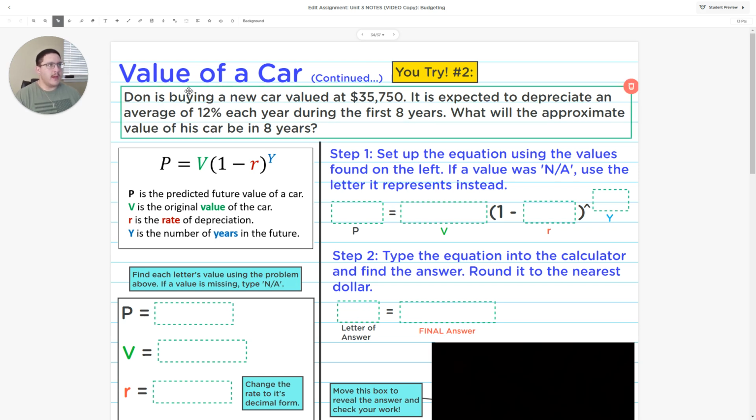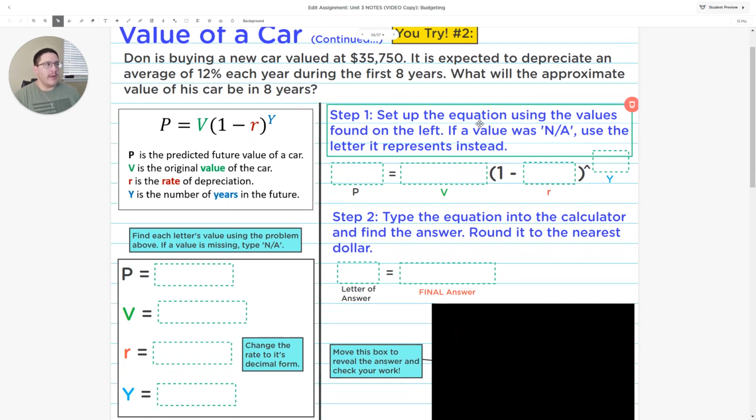You try number 2. Don is buying a new car valued at $35,750. It is expected to depreciate an average of 12% each year during the first 8 years. What will the approximate value of his car be in 8 years? Step 1, set up the equation using the values found on the left.